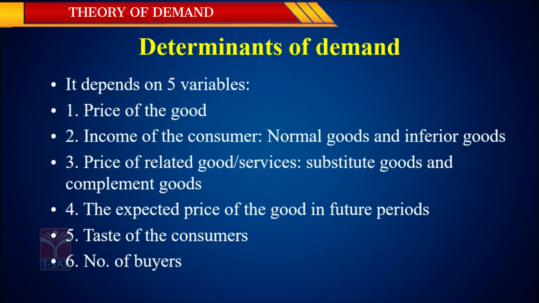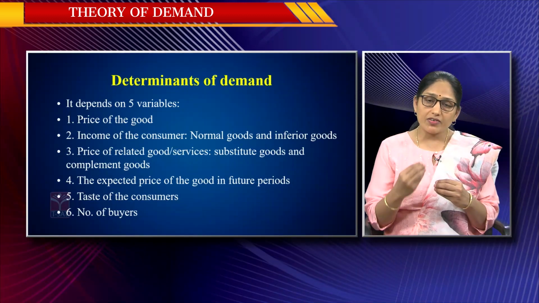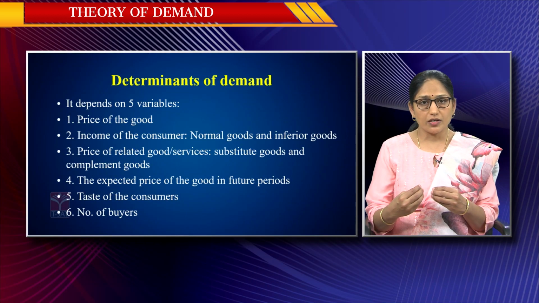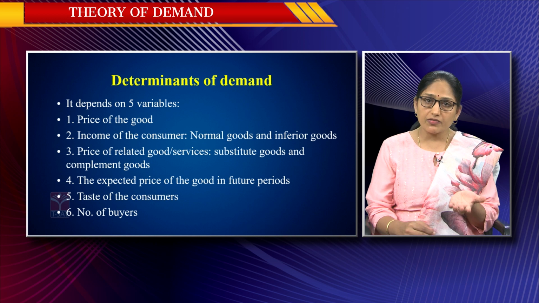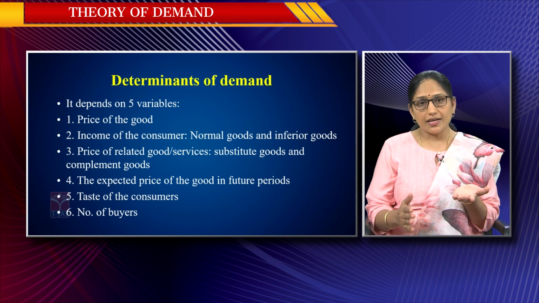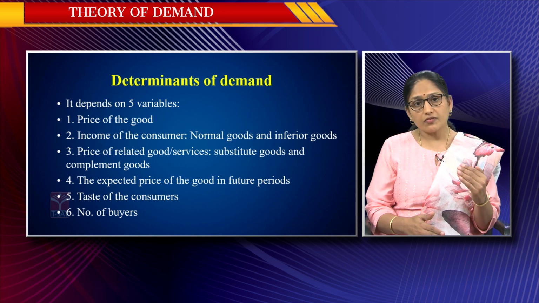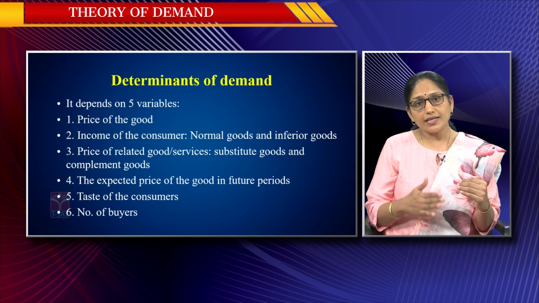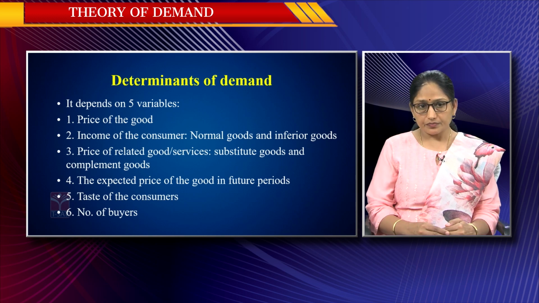Apart from price, there are various other determinants which affect the demand of consumers. First is the price of the commodity, which directly affects the demand of the consumer. For normal goods, there is an inverse relationship between price and quantity demanded. When the price of the good increases, quantity demanded will decline. When the price of the commodity declines, quantity demanded will increase.